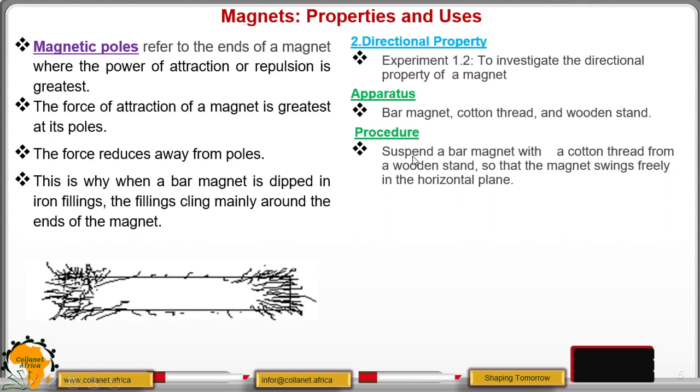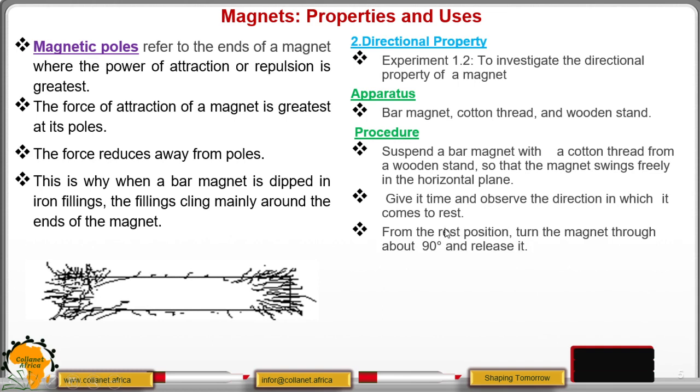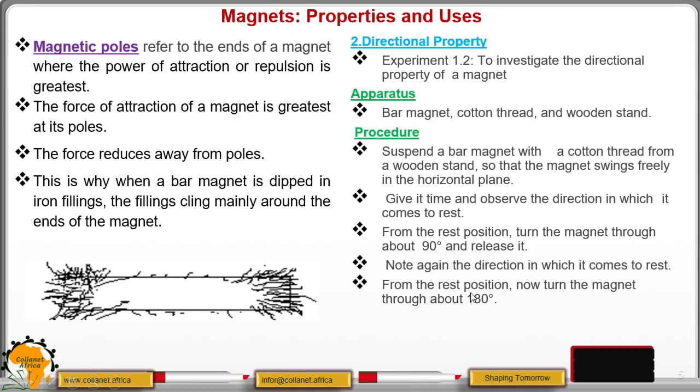We proceed as follows. Suspend a bar magnet using a cotton thread from a wooden stud so that the magnet swings freely in a horizontal plane. Then give it time and observe the direction in which it comes to rest. Then from the rest position, you can turn the magnet through about 90 degrees and release it. And again, note the direction in which it comes to rest. Now from the rest position, you can even turn the magnet through about 180 degrees. Again, release it and note the direction in which it comes to rest.